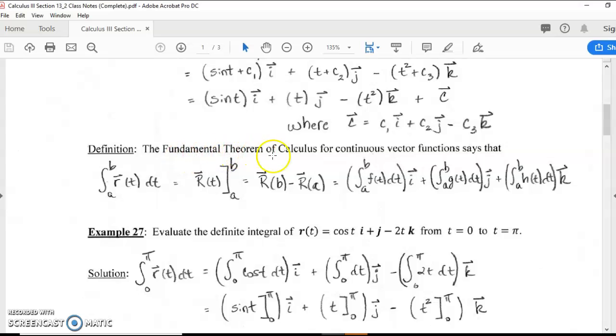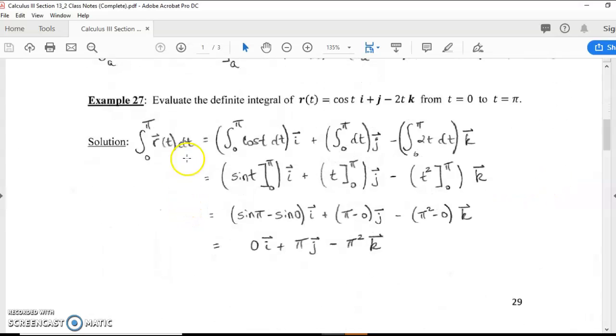Definition, the fundamental theorem of calculus for continuous vector functions says that if I want to integrate from a to b, instead of having an indefinite integral, now I have a definite integral. I just plug in b, find my antiderivative, and then subtract plugging in a, just like we did with regular functions instead of vector valued functions. So that means you integrate each piece separately and apply the fundamental theorem of calculus.